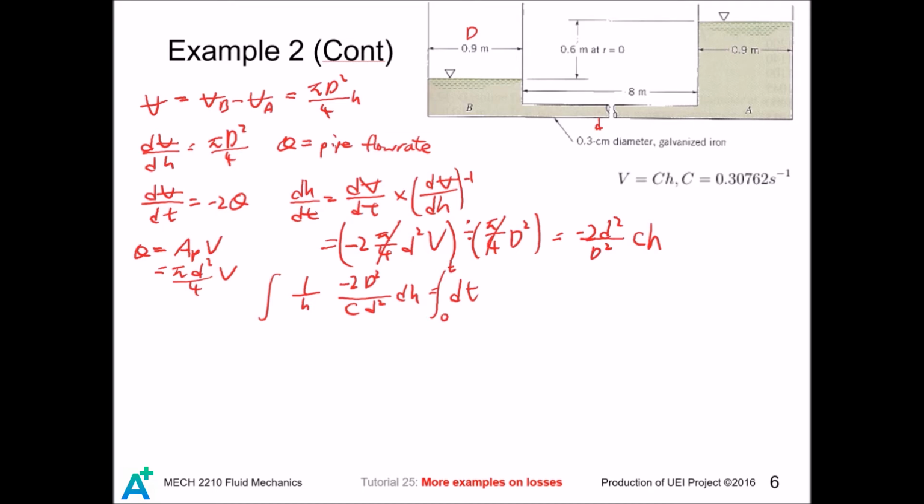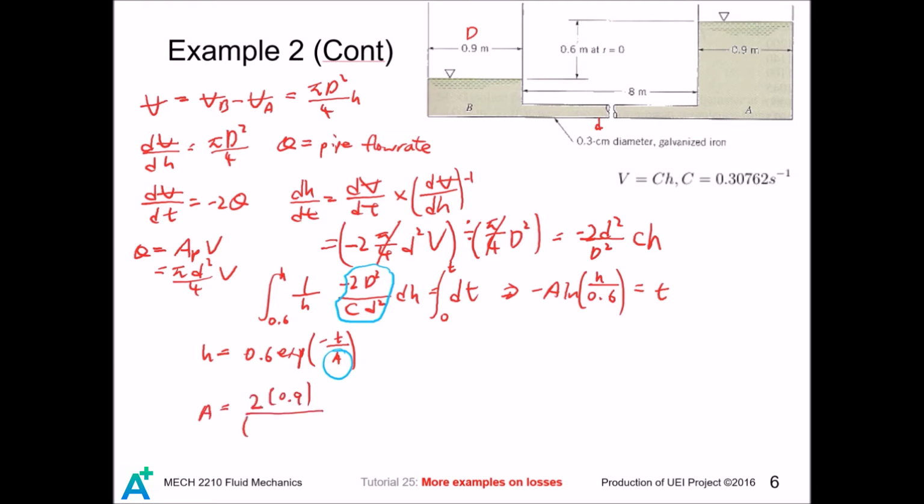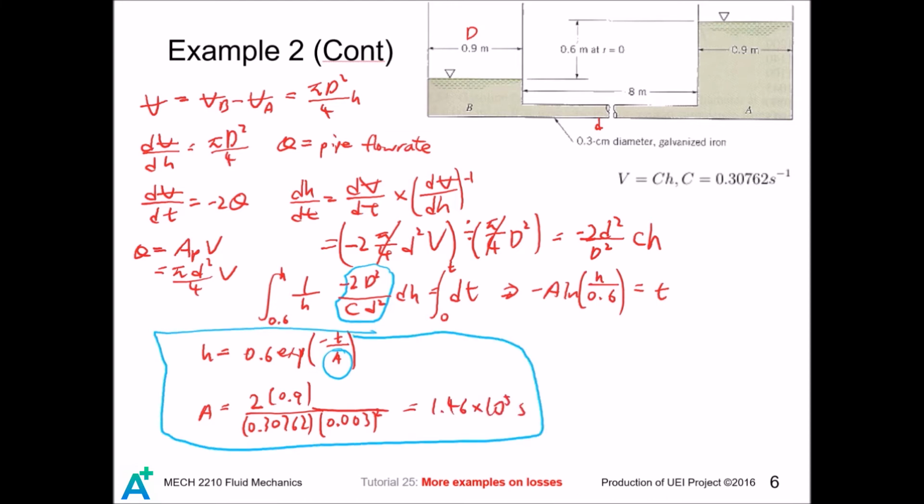At T equals 0, H equals 0.6, and at any instant of time, we already let the height to be H. And we let this constant as A. And we make a change of subject. And the A here is the time constant. It has the same unit as time, and we find that to be this, and this expression together with the A is our final answer.